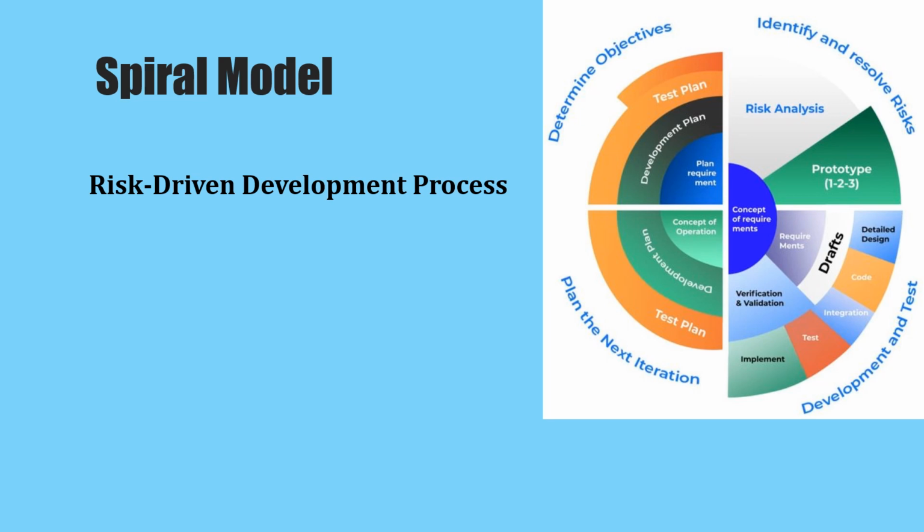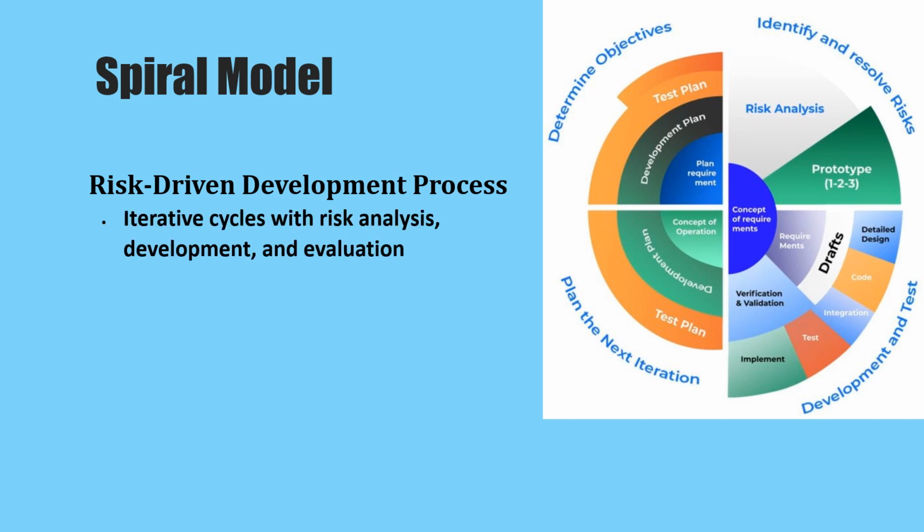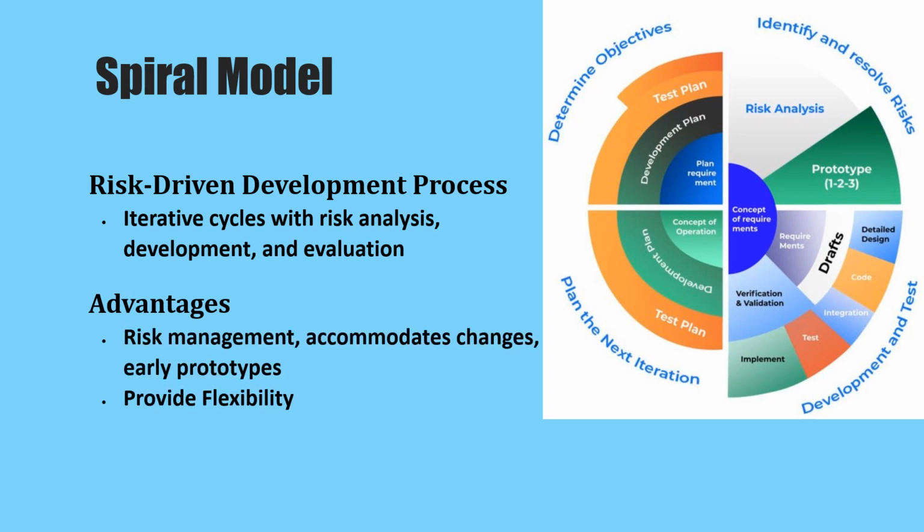cost. Spiral model: a risk-driven development process, an iterative cycle with risk analysis, development and evaluation. The spiral model is a sequential development process that integrates elements of both waterfall and iterative development models. It is characterized by a repeated cycle of risk analysis, prototyping, developing, and testing. It emphasizes the management of risk throughout the development process. Advantages: risk management, accommodate changes, early prototype, and provide flexibility.